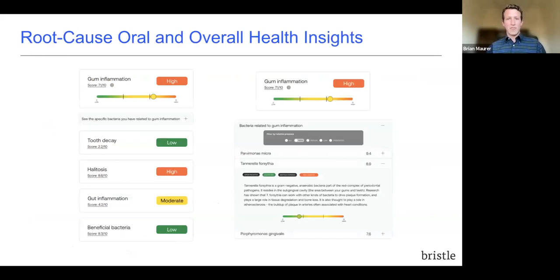And here's just a snapshot of some of the insights we deliver in the report. So you can see, rather than giving you just a list of 100 to 200 or more bacteria, we organize them into scores. You can see an example here where green is good. That means below average risk of that condition based on the bacteria related to it. Yellow would put you at average risk, and then red would put you at a higher risk of that condition. And this includes insights for gum inflammation, tooth decay, bad breath, as well as things like gut inflammation. Also touching on those beneficial bacteria I mentioned.